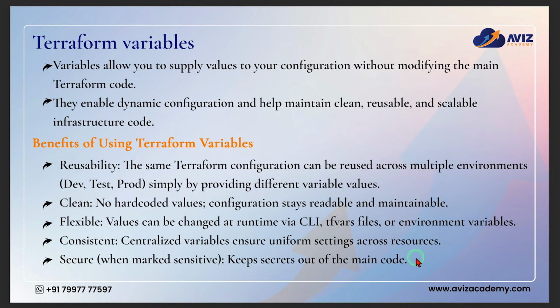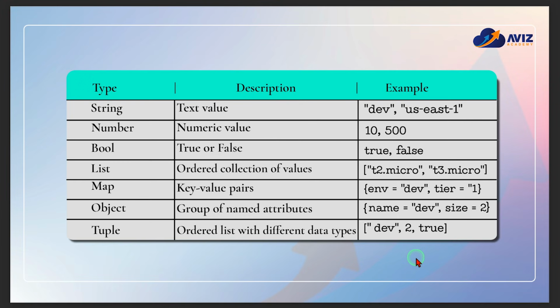We have multiple variable types, and these are the commonly used ones. The common one is string, where we can define a text value like dev or a region. We can define a number, for example the instance count. We can use boolean, where we define just true or false. Then we can use list.